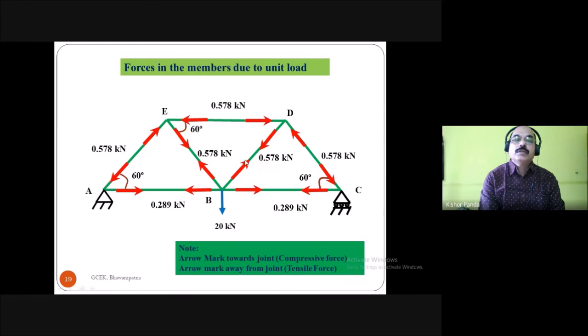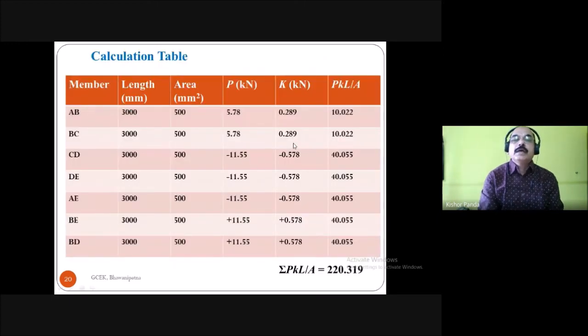Now put all the forces due to the external loading and due to the unit applied load, what you got in the analysis, in tabular form. Then multiply here PKL by A: take this column and write PKL. This is the length you know, this is the force due to the external applied force, and this is the force due to the unit applied load. Then multiply PKL and divide by A, and find the value for all the members.